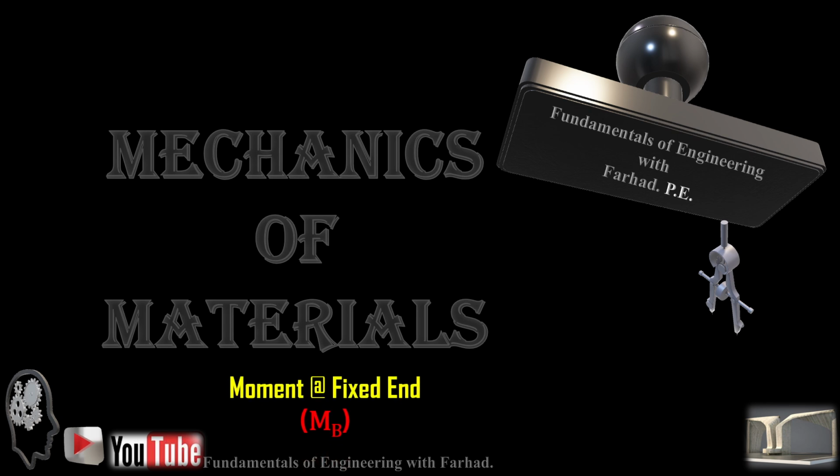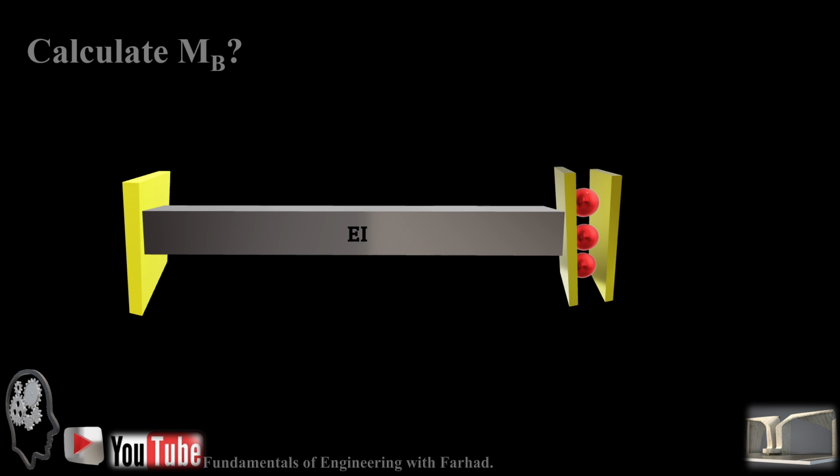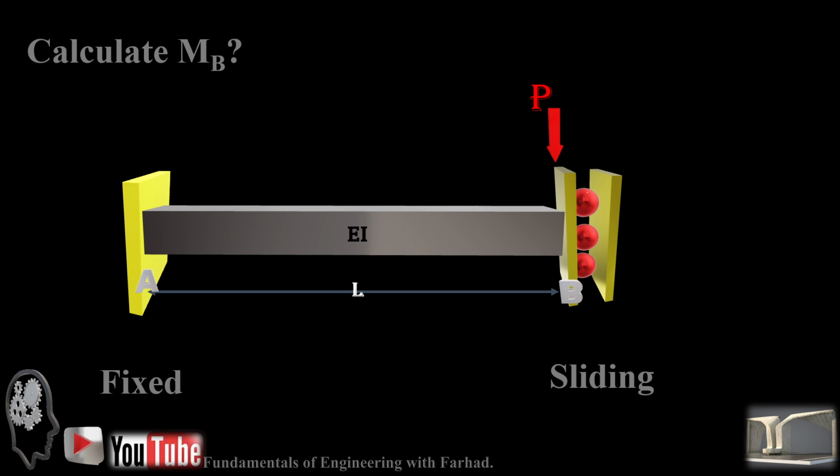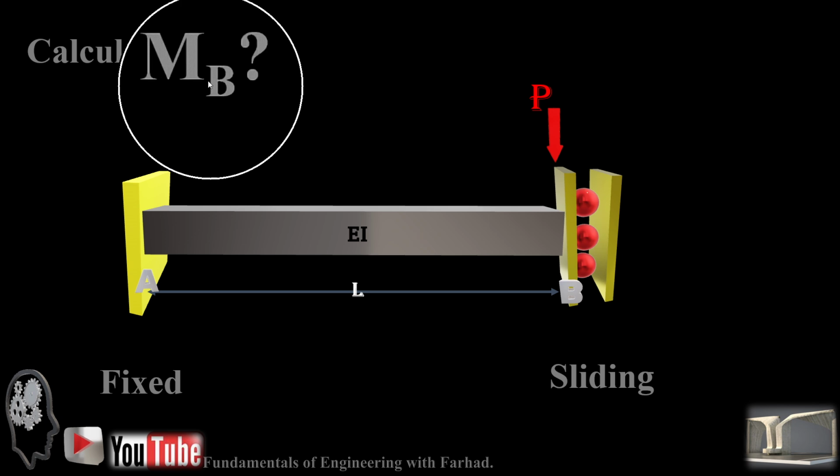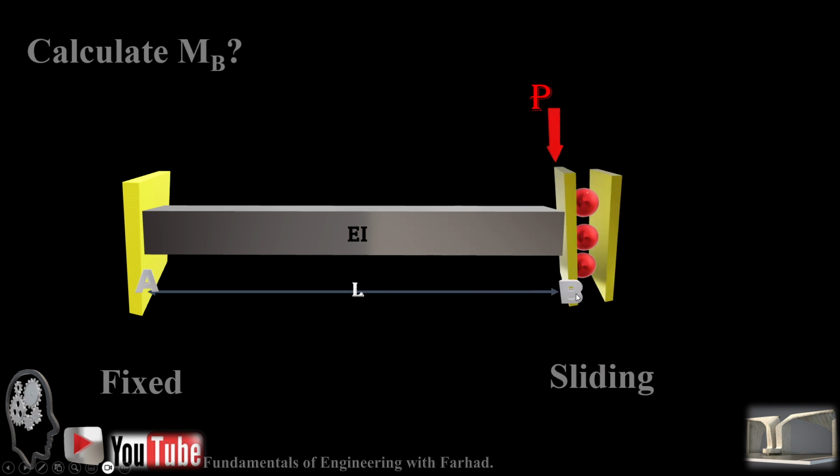Mechanics of Materials, Moment at the fixed end, M sub B. In this example, we have a prismatic beam which has a fixed support at A and a sliding support at B, handling a concentrated load of P. We want to calculate the moment created at B.